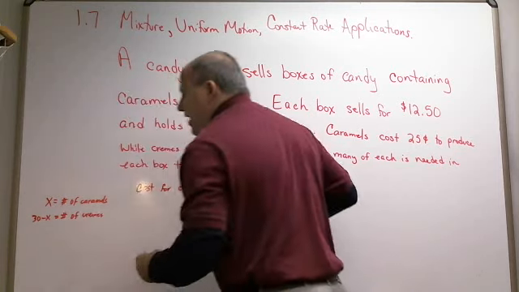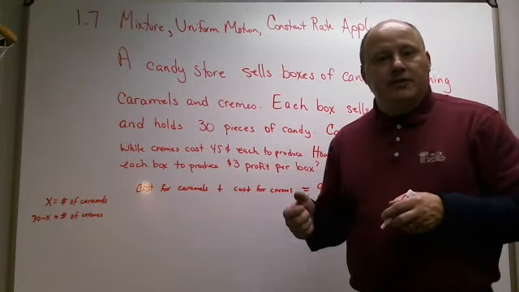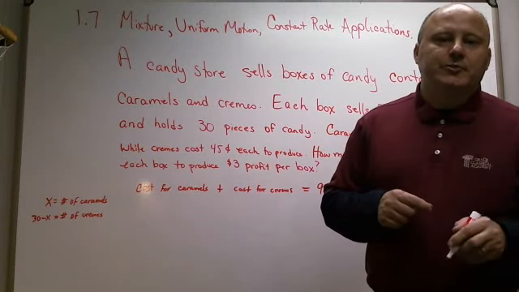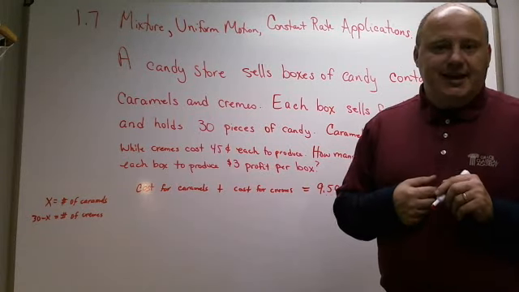And a lot of people ask, well, can't you have that backwards? Can't you let x be the number of creams? Sure, you can. The answer will be a little different. You will be solving for one thing, but you probably have to answer both questions anyway, so it really won't matter. So x is the number of caramels. I decided to do that.